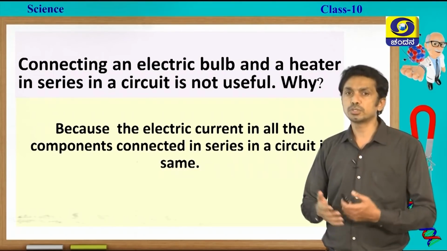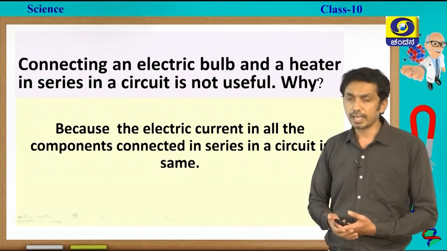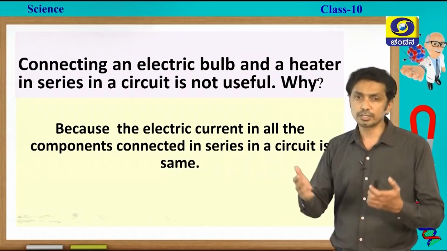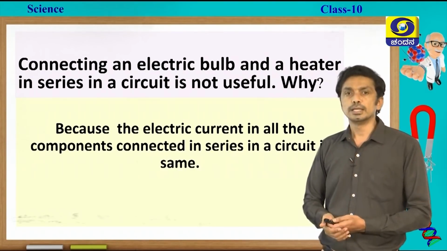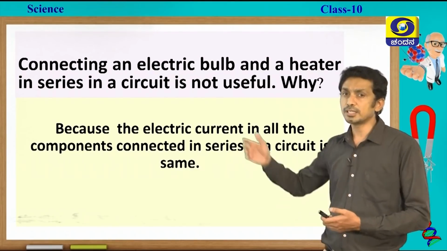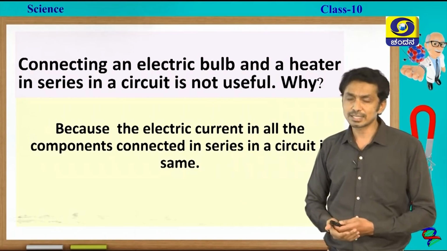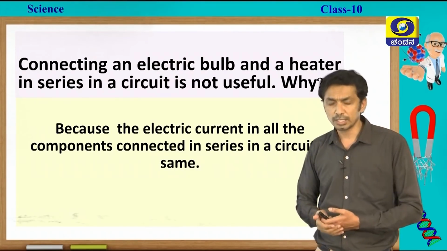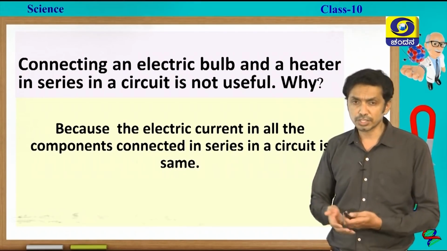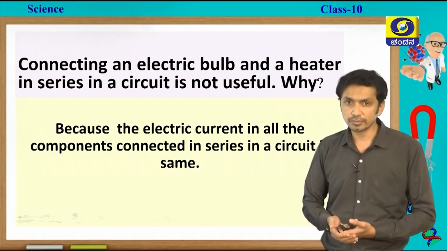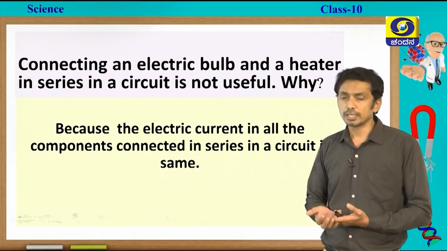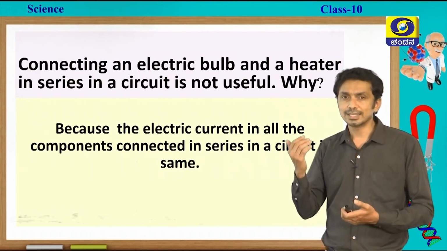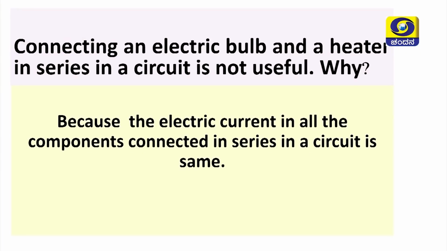Now children, my question to you is, why is connecting a bulb and a heater in series in a circuit not advantageous or not useful? Can you tell me why? Yes children, whenever we connect an electric bulb and a heater in series, if one is faulty, then the other will not function, and also both of them need different amounts of electric current. Therefore, if we put them in a series circuit, then one will not function because the electric current needed will not be optimum for its functioning.